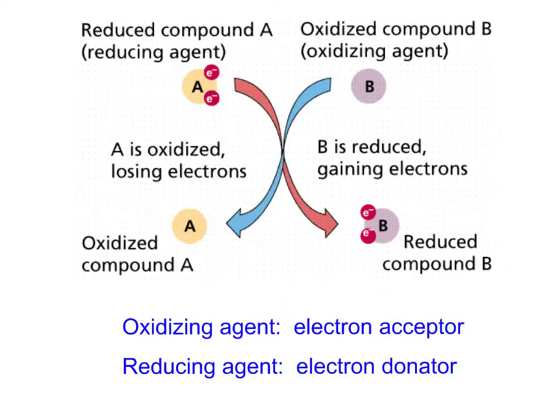Now this is just a review. You've seen this before, but I just want to point out again what an oxidizing agent is. You know that this compound A is oxidized because it loses electrons. It's also called a reducing agent. It's losing electrons, okay? The compound B is being reduced because it's gaining electrons. It's also called an oxidizing agent. Oxidizing agents are electron acceptors.